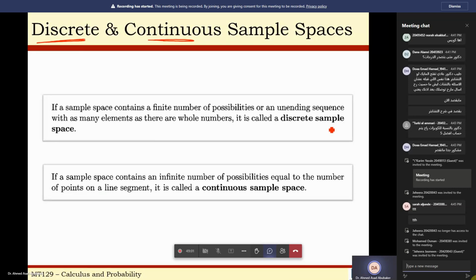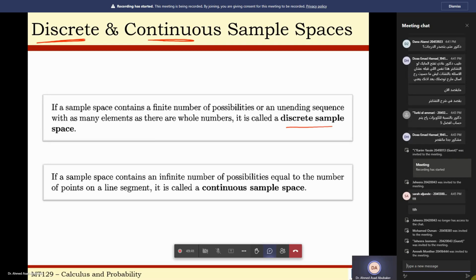Discrete means, for example, the number of students attending the class. So we have 0 students, 1 student, 2 students, 3 students. This is discrete. But if we have, for example, the temperature in the morning, between 35 and 38, this is an interval. So we have continuous, we have an interval. So sometimes we have discrete or continuous.